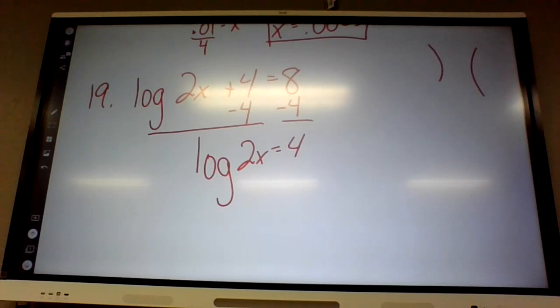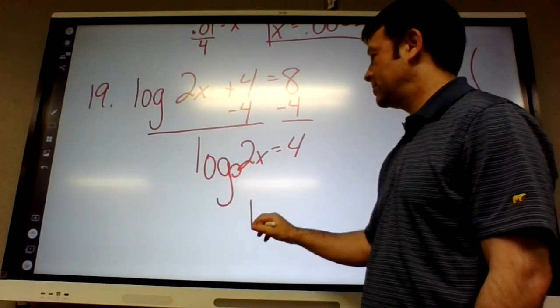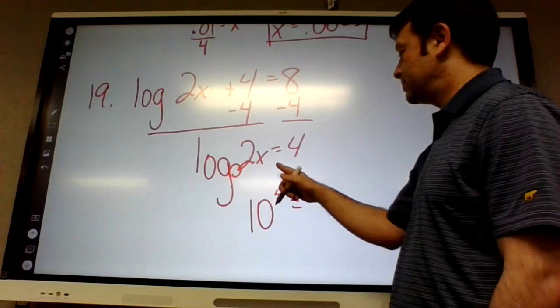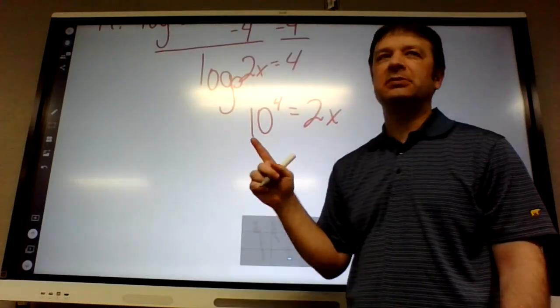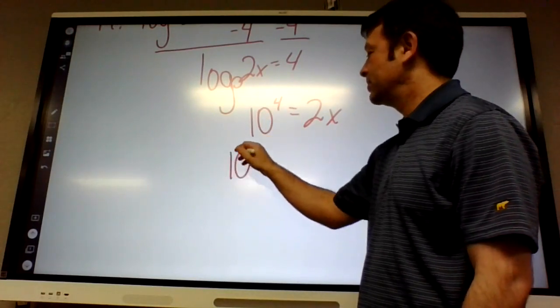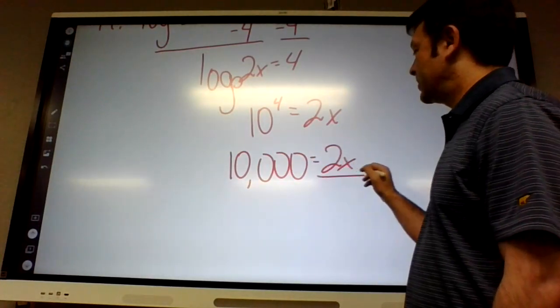Then we're going to change the log to exponential form. What's the base? Invisible 10 to the 4th equals 2x. What's 10 to the 4th? 10,000. 4 zeros. So it's 10,000 divided by 2.